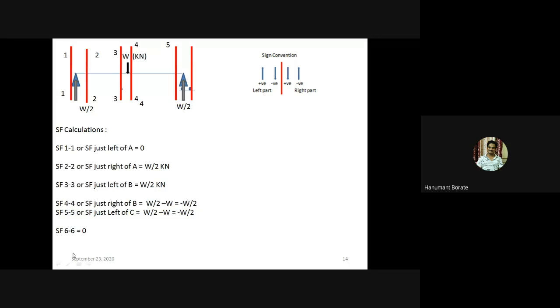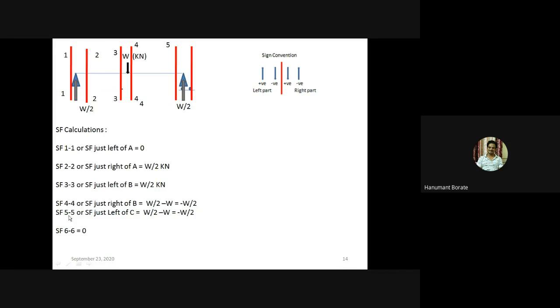Now, you can see here at the 3 3 point we got the value W by 2, that is positive, and at section 4 4 we got the value minus W by 2. Means whenever there is a point load, there is a drastic change in shear force. So due to that, we always consider section just left of the vertical load and just right of the vertical load.